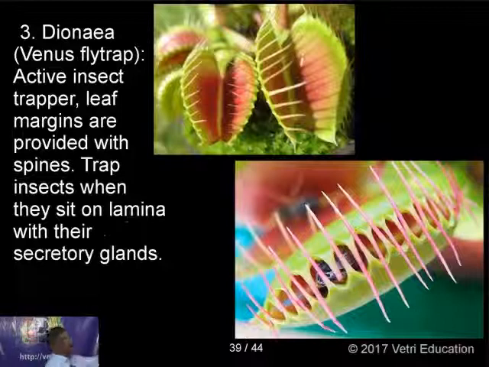Here you can find the first diagram. You can see the structure. In the margins you can find the spines. In the second one, it is closed, trapped already. Inside you can see the small insect. After digestion, it will open again.